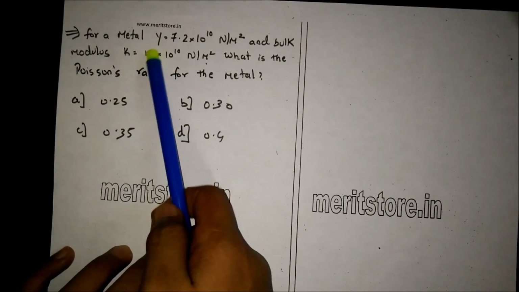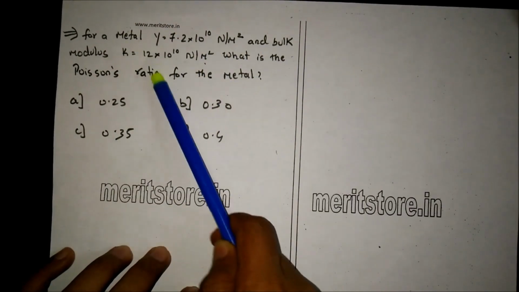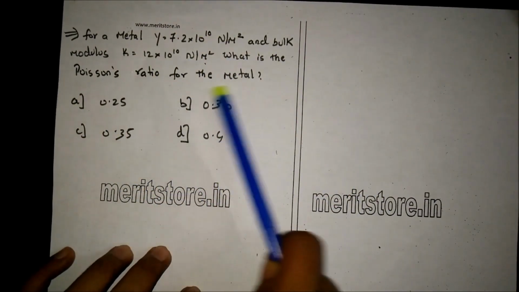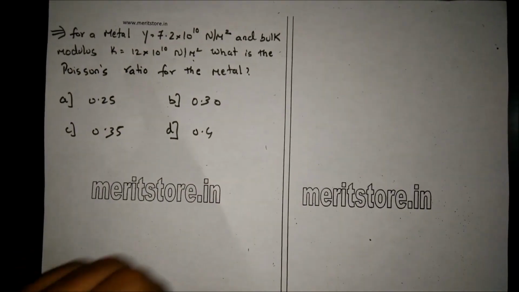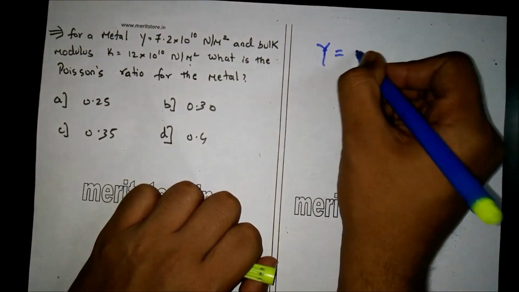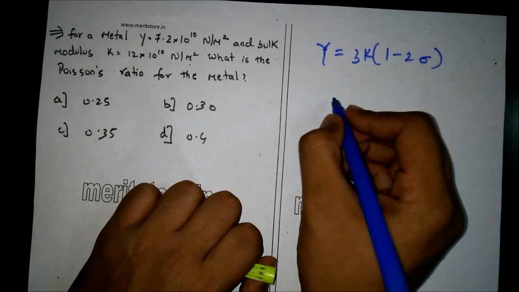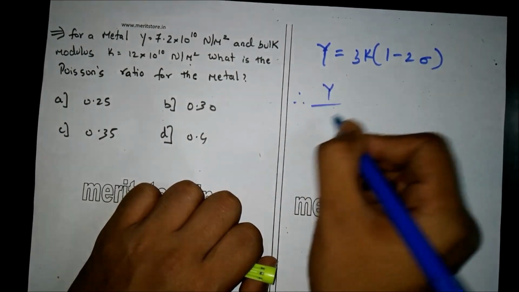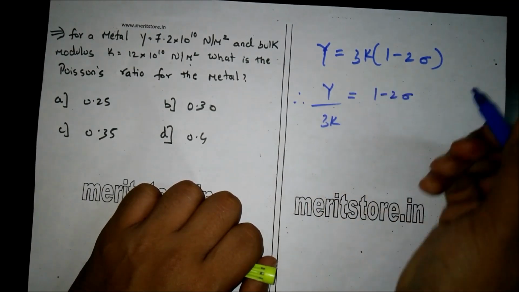For a metal, the Young's modulus is given by 7.2 into 10 to the power 10. The bulk modulus K is equal to 12 into 10 to the power 10. What is the Poisson's ratio for the metal? Now, the Young's modulus, the bulk modulus, and the Poisson ratio are associated with this equation: Y is equal to 3K into 1 minus 2 into Poisson's ratio. Therefore, Y upon 3K will be equal to 1 minus 2 Poisson's ratio.